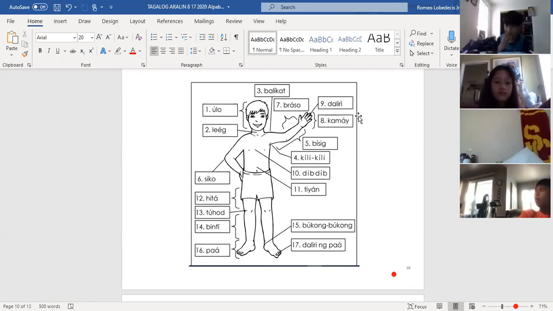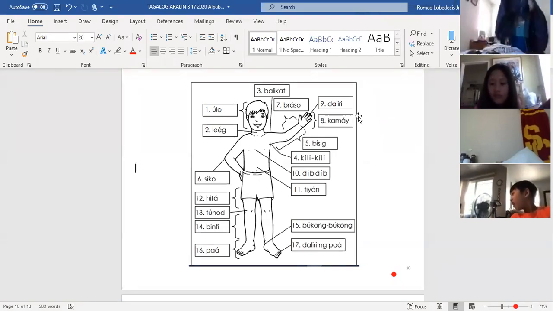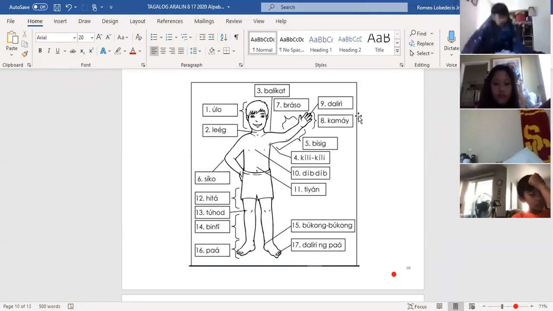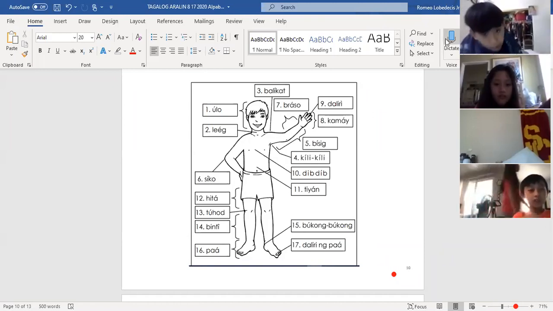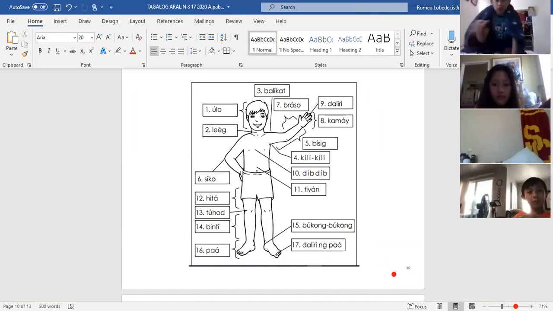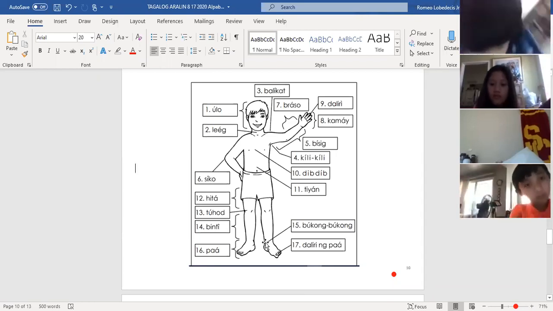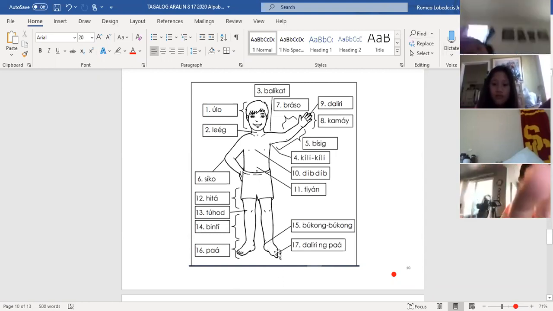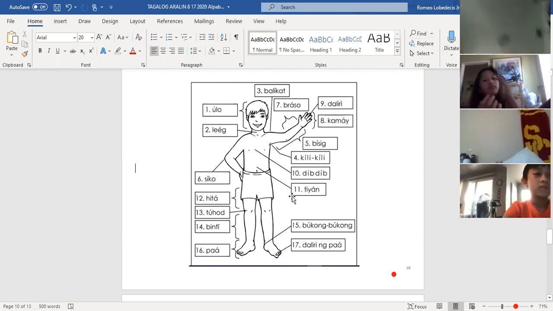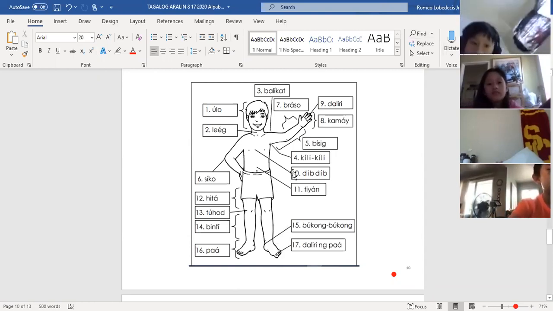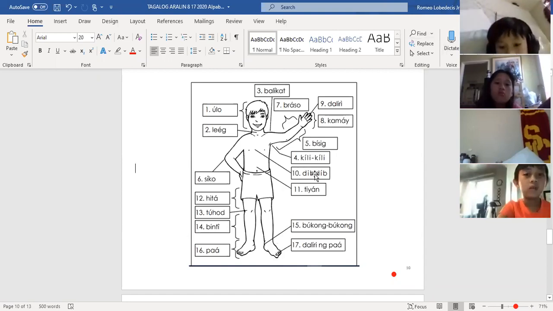Okay? And then your hita is your leg. Your tuhod is your knee. And your binti is from your knee all the way down to your heel. I mean, to the joint. Okay? And then paa is your foot. Bukong is something sticking out on your foot. That something is sticking out right there. See this? That is your bukong-bukong. And then daliri sa paa. Okay? So, remember all of that.